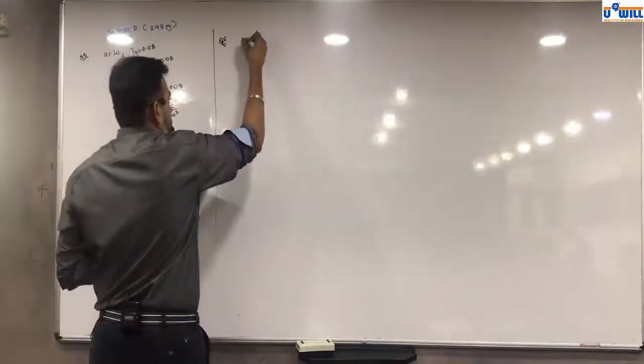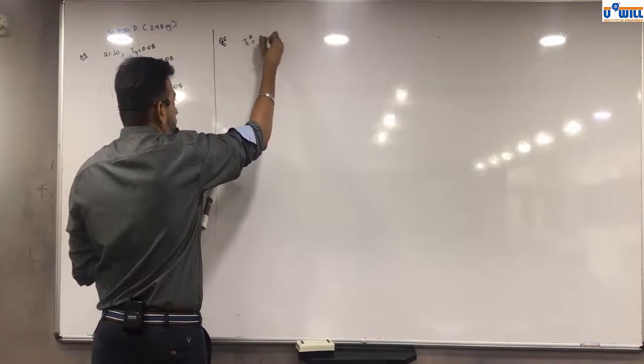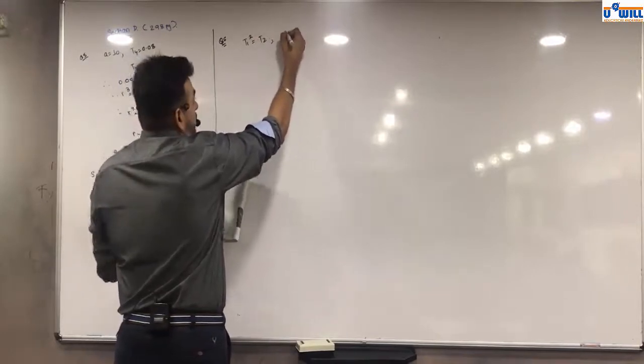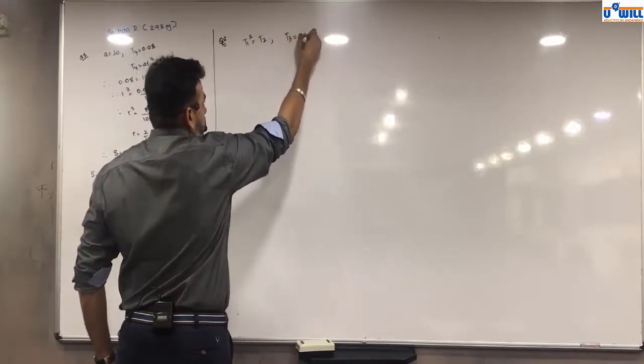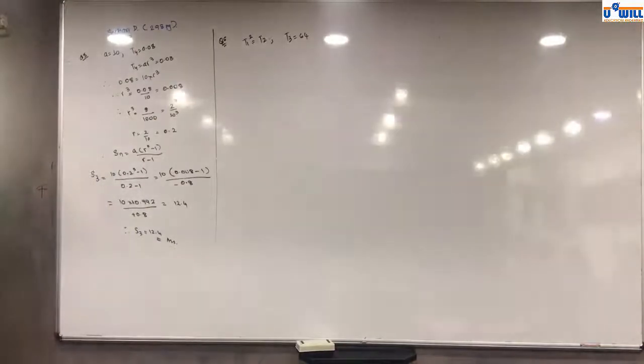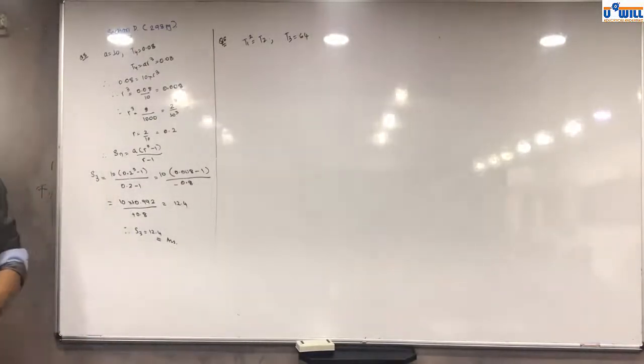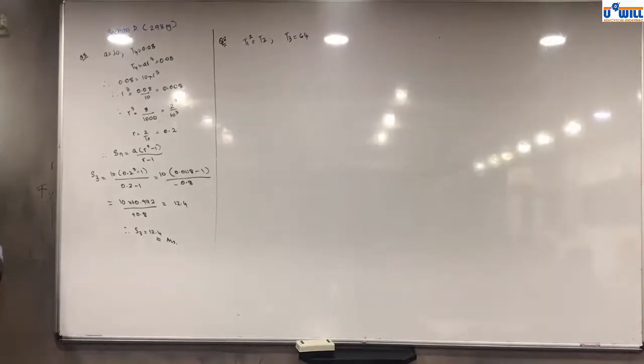T1 square is equal to T2 and T3 is equal to 64. Whenever some sums come where you are not sure कि ये कैसे करना, पहले कभी किया नहीं है, then not to worry. First you write what is given. That's the first step.